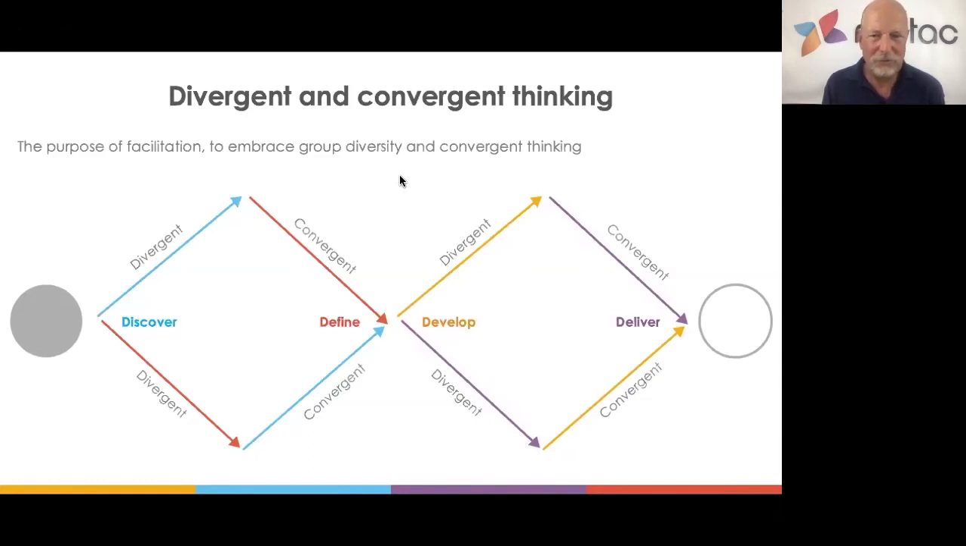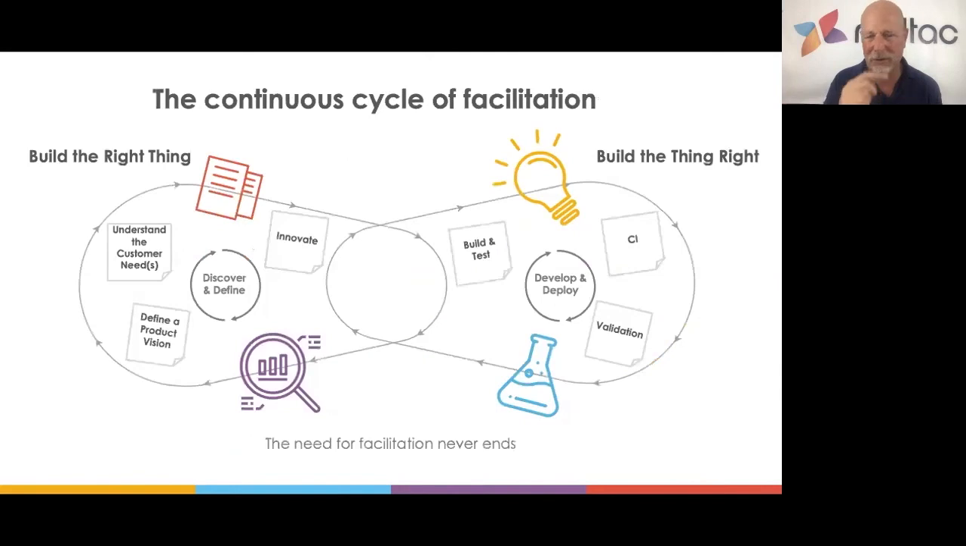So we've discovered what we want to look at. We've now defined the next thing we want to move forward. We're then going to develop it. So we're going to think divergently about developing this asset, and then we're going to think convergently again. So divergent, convergent, etc. Key facilitation technique when we're facilitating teams to move forward.